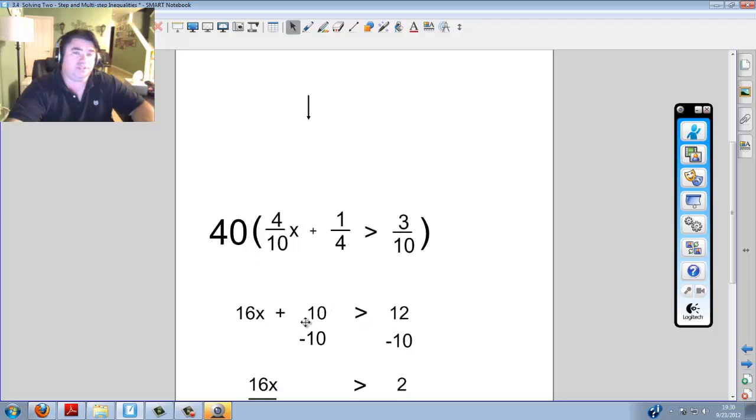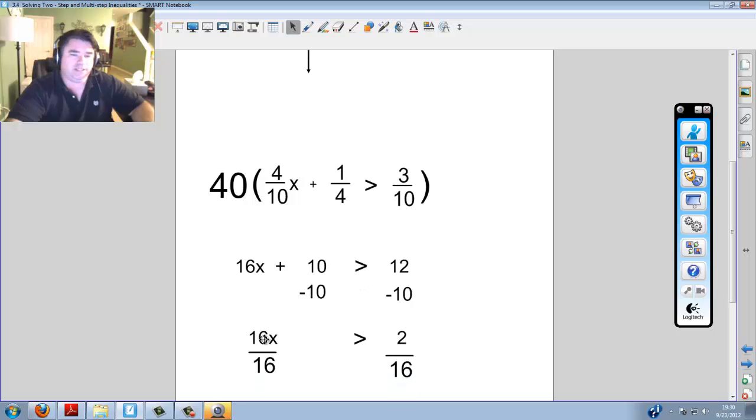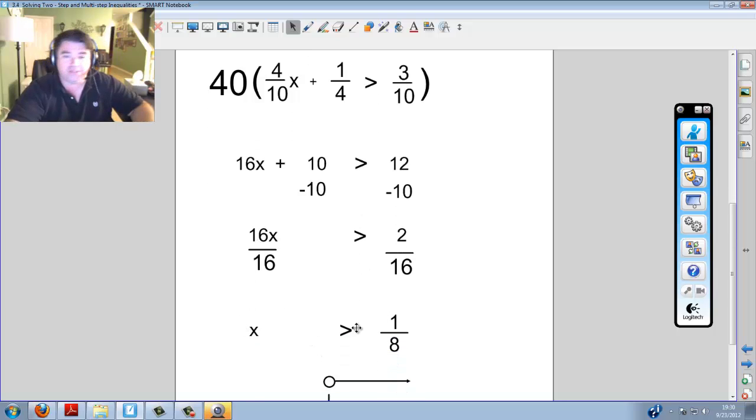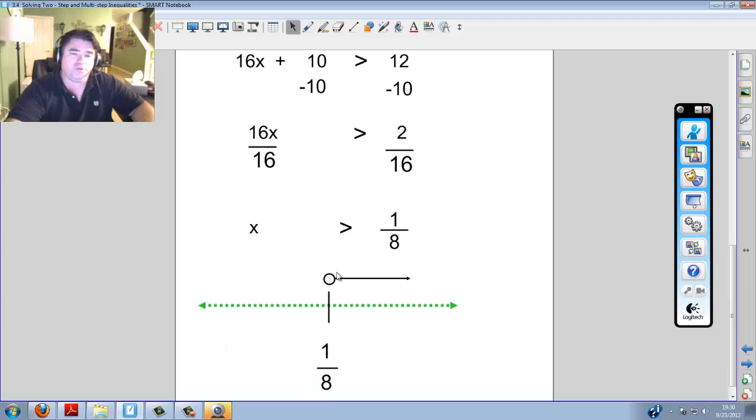Then instead of plus 10, minus 10 here, minus 10 there. 16x is greater than 2. Instead of times 16, divide by 16, divide one side, divide the other. And x is greater than 1/8. Open circle, bam.